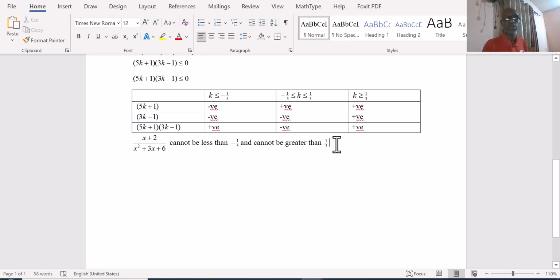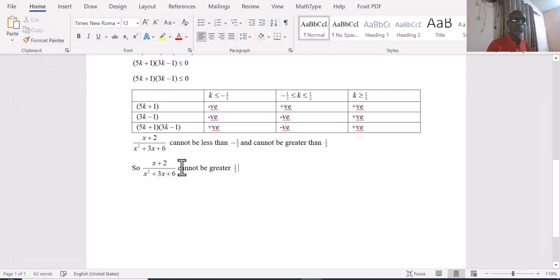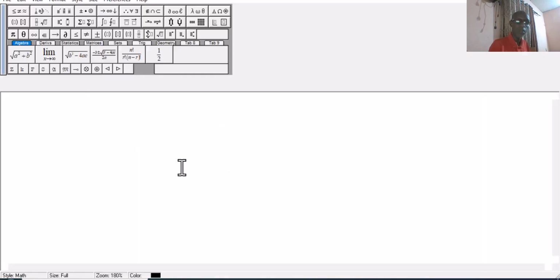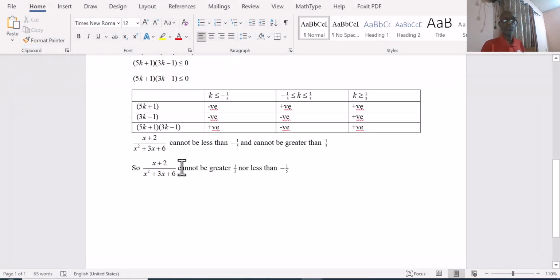So let's put it in a better way. So this expression cannot be greater than 1 over 3 nor less than minus 1 over 5. So that's that. So that's the first part of the question.